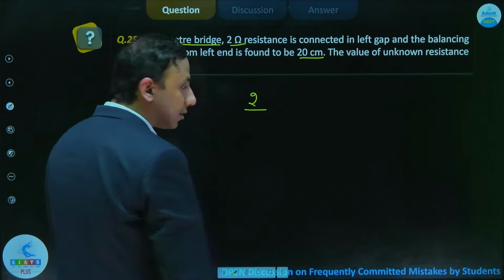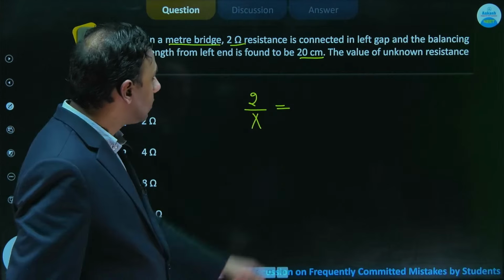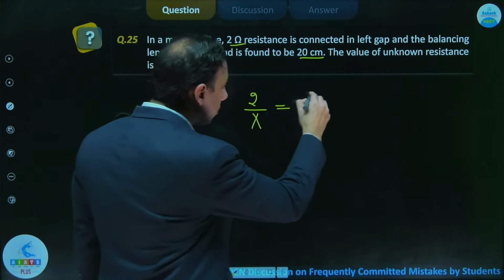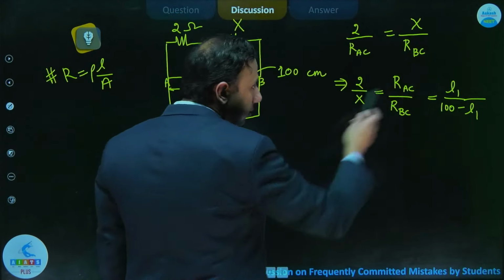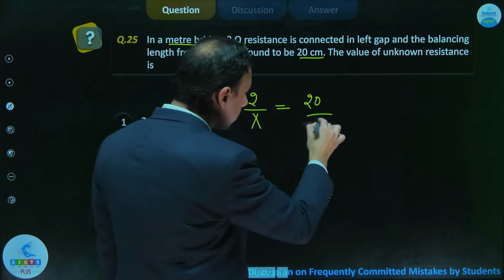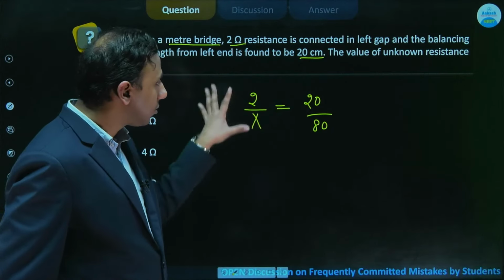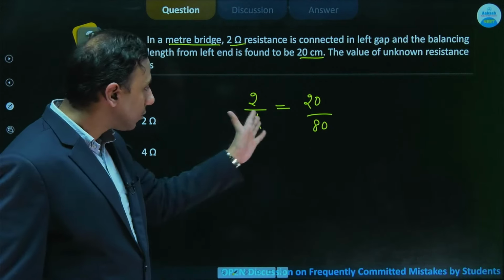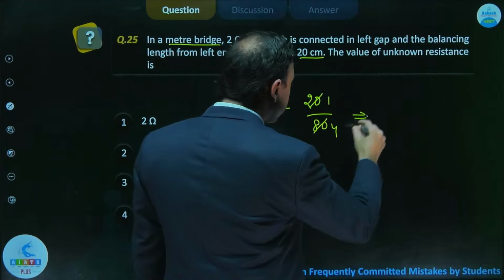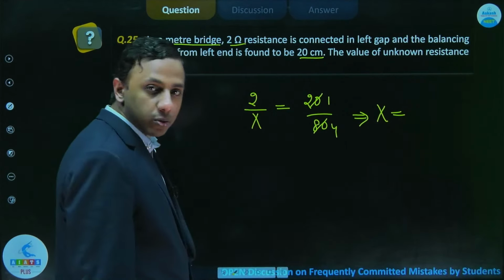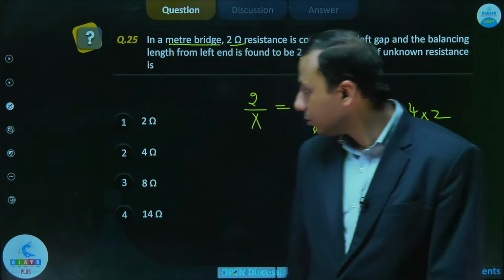See, I'm putting the formula directly here. 2 by unknown resistance X is equal to the balance point length from the left side, which is 20 centimeter, divided by 100 minus 20, that is 80 centimeter. Centimeter by centimeter will cancel out. That's it for this question. So solve this: 1 and 4 cancel, therefore X is going to become 4 into 2, that is X is equal to 8 ohm.